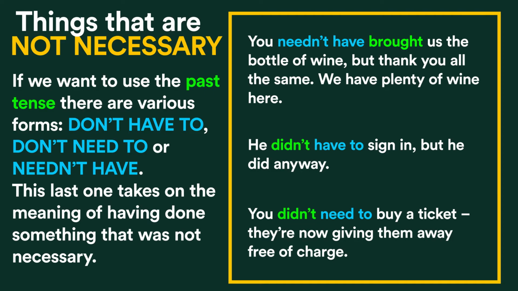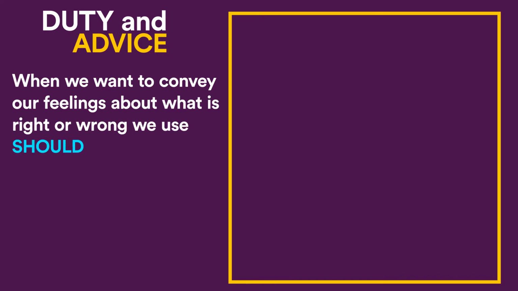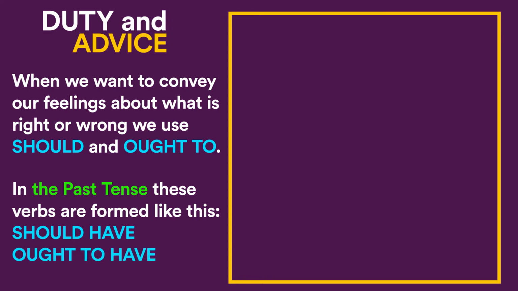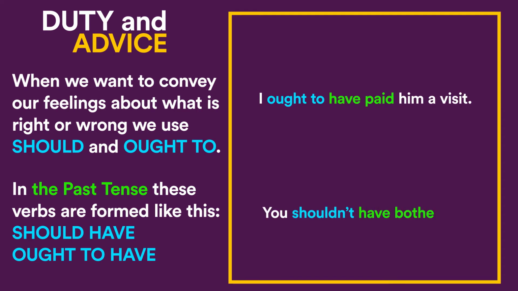Now, after considering the issue of necessity, let's turn to duty and advice. When we want to convey our feelings about what is right or wrong, we use should and ought to. In the past tense, these verbs are formed like this: should have, ought to have. I ought to have paid him a visit. You shouldn't have bothered.